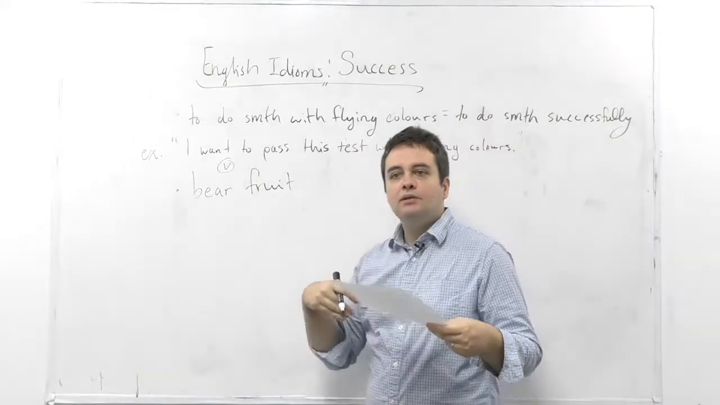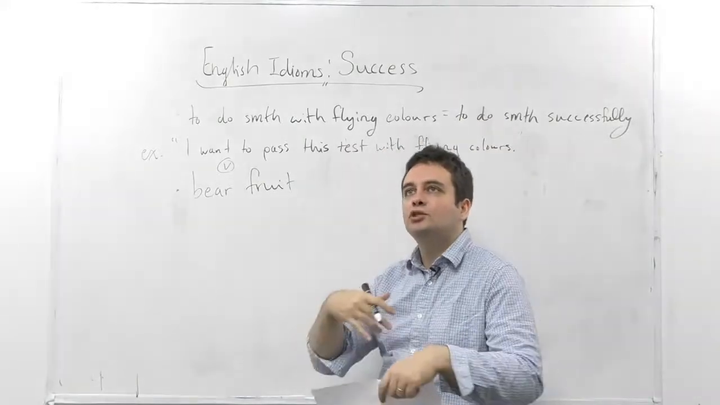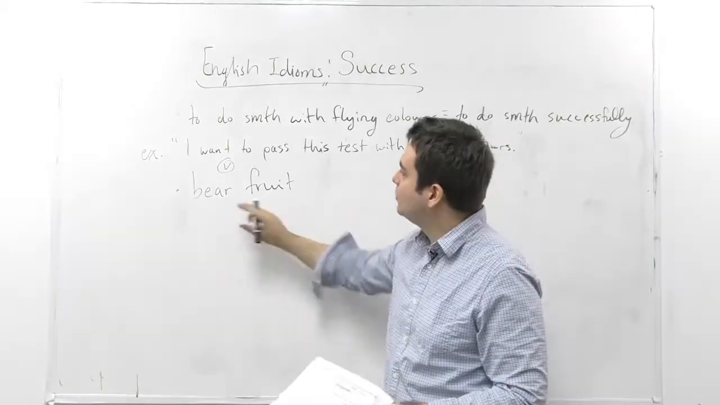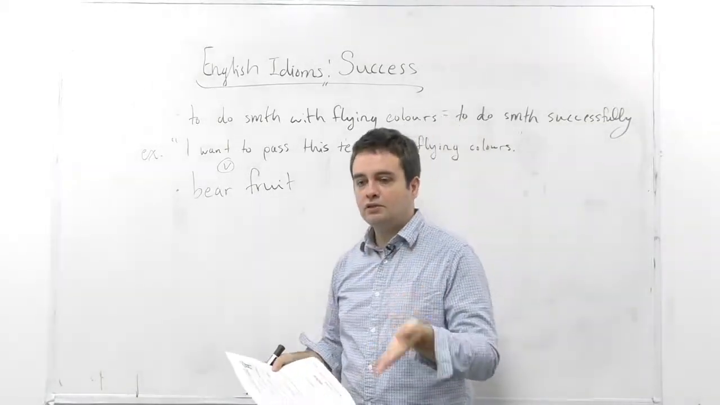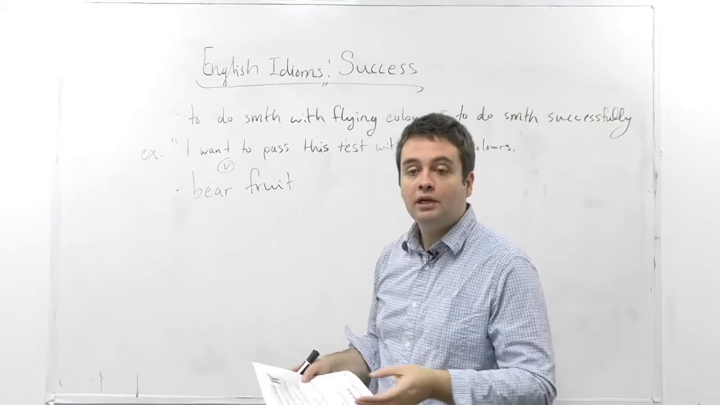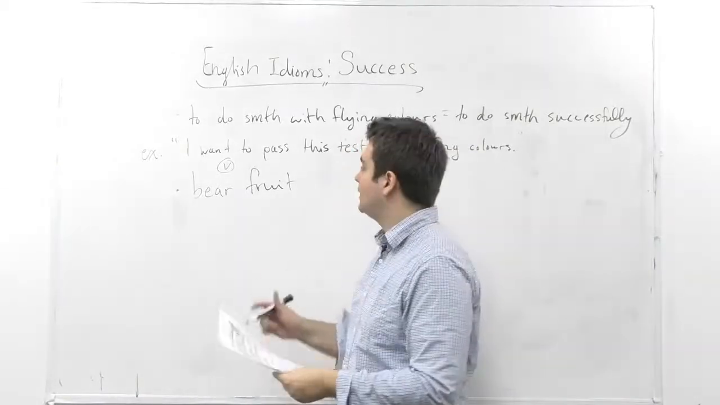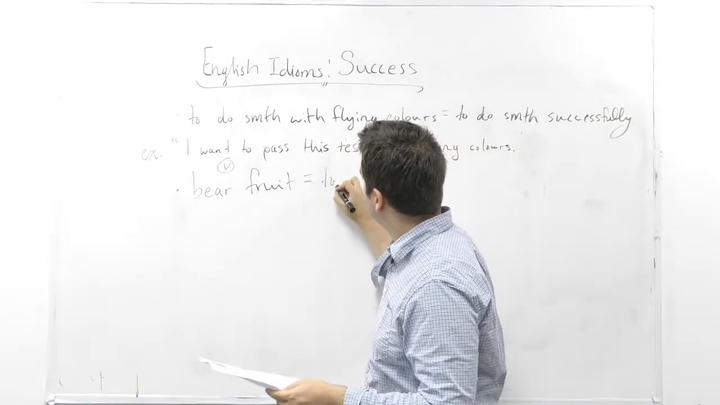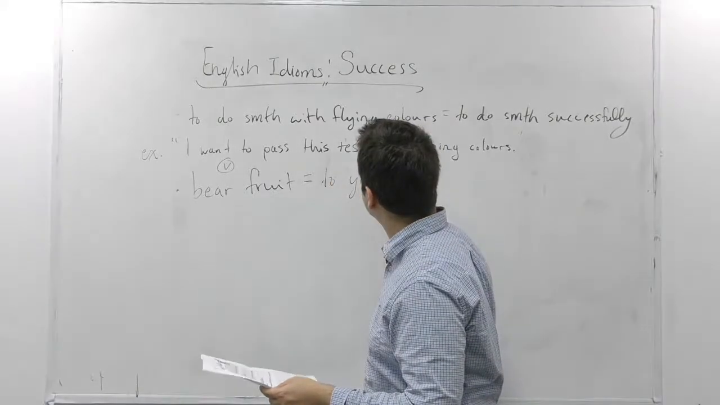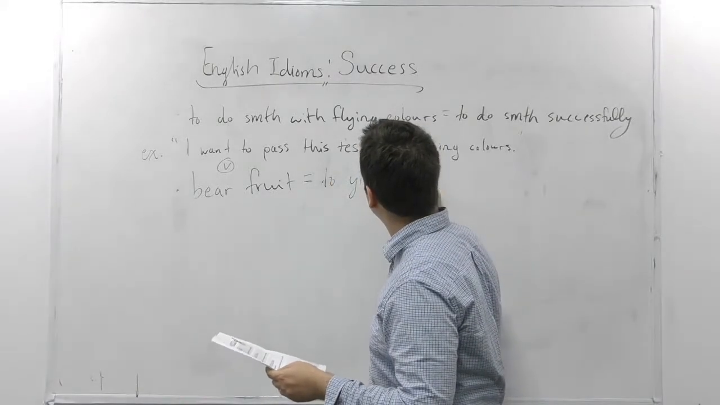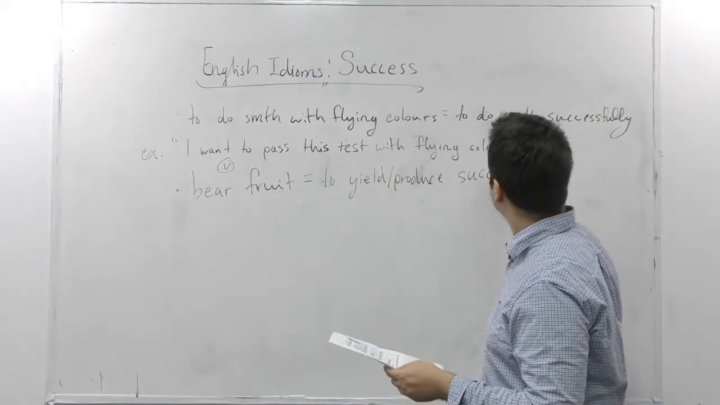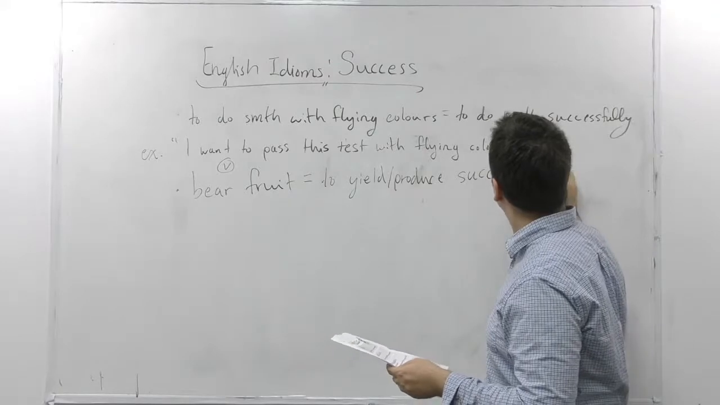So the meaning of this is actually to show fruit or to produce fruit. That would be the literal meaning. If we said this plant bears fruit, it means it produces fruit. But another meaning to bear fruit is basically to, now it says here yield, but basically yield means produce successful results.